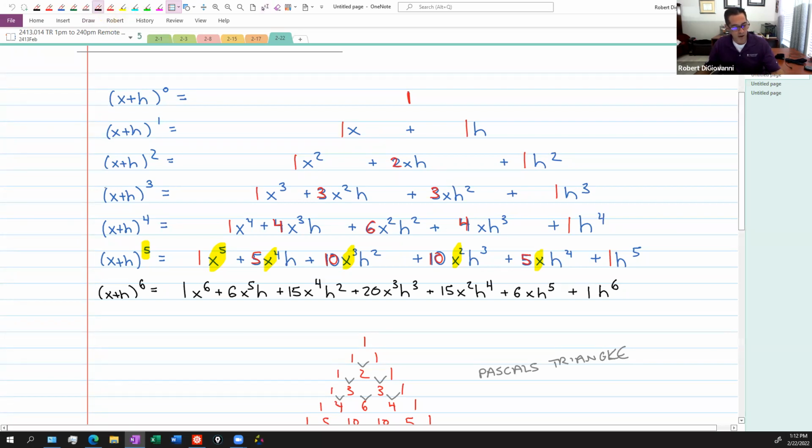Whatever the power is, that's what your x starts at, x to the 6th. And then as you move from left to right, the powers on x go down. And then the h's do the opposite. You don't have an h, then you have h, then h squared, then h cubed, then h to the 4th, 5th, 6th, right? So powers on x go down from left to right, powers on h go up from left to right. And then the other thing was to try and figure out what the numbers were, the coefficients: 1, 6, 15, 20, 15, 6, 1.